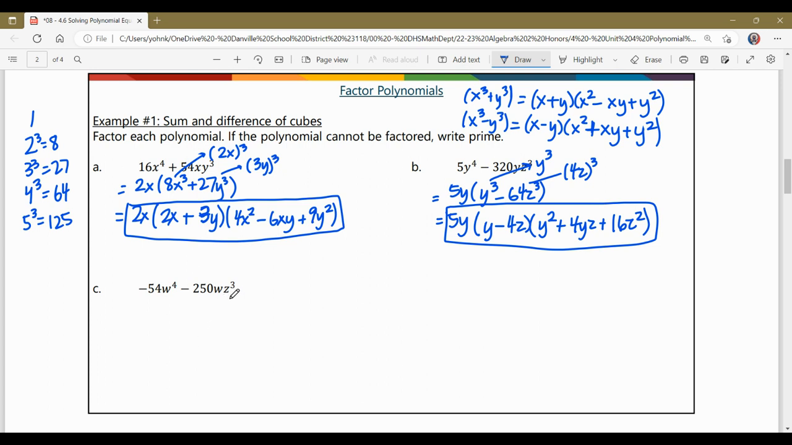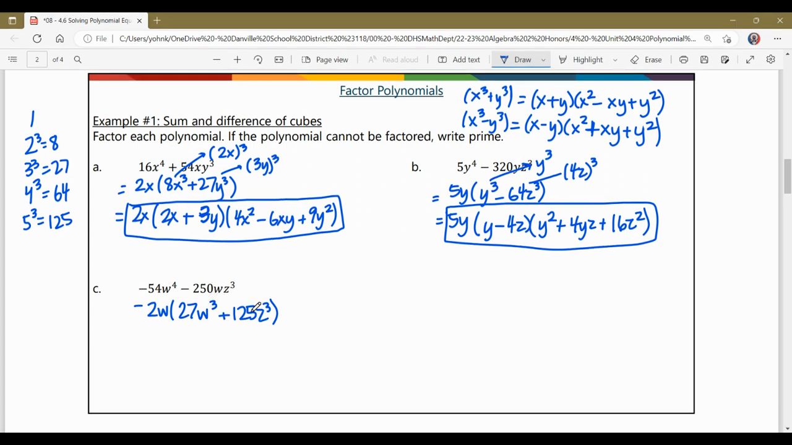All right, if we take a look at letter C, the first thing I notice is that there is a negative in the beginning, so I'm going to try to take a negative out. Looks like I can take a negative and a 2 and a w. That's going to leave me with 27w to the third plus 125z to the third.